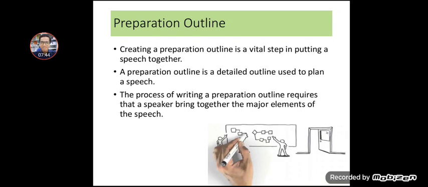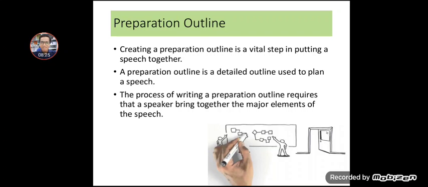For example, when you have been invited to deliver a speech to a group of school students. So before you go and deliver your speech, you might need to have a preparation outline which helps you make sure which parts you need to put as the first part, the next part, and the consecutive parts. So it is a kind of detailed outline for you to plan your speech.